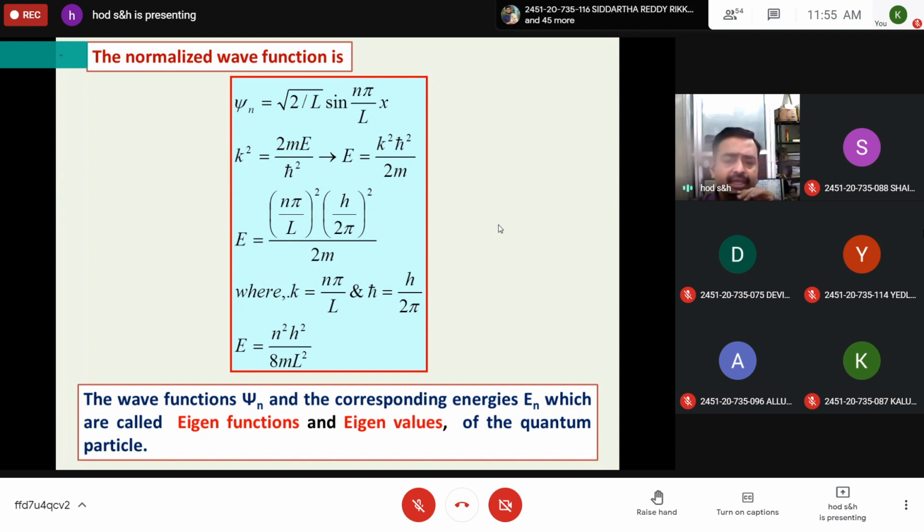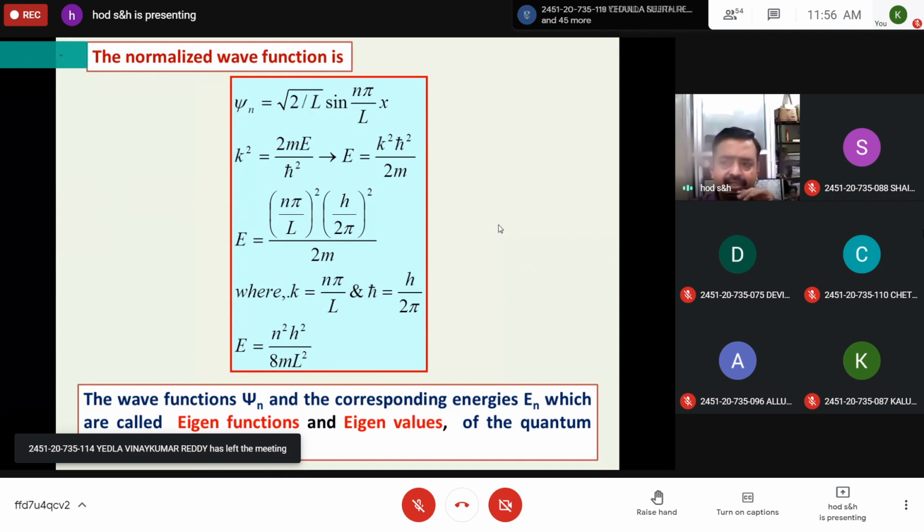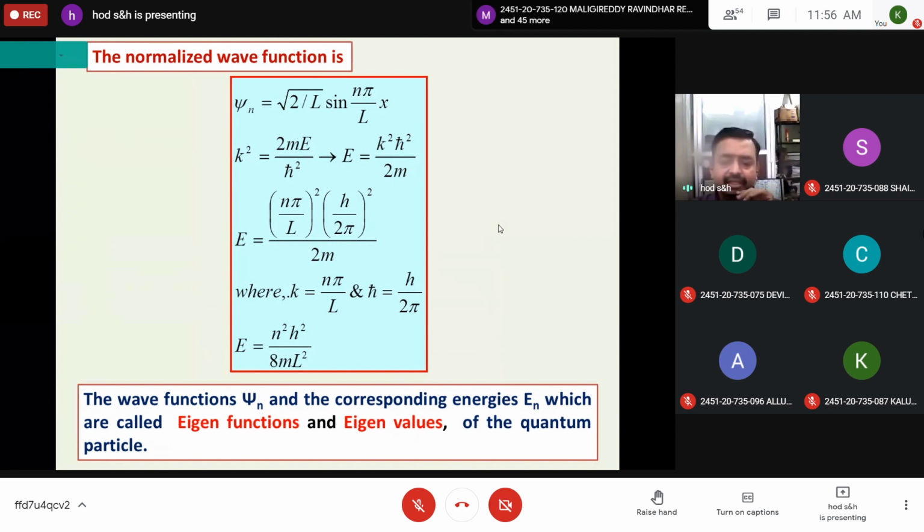Also, we have k² = 2mE/ħ², or E is equal to, you bring ħ² there, it becomes k²ħ²/2m. But k is nπ/L. So it becomes (nπ/L)², and ħ is h/2π whole square, divided by 2m. From this, you can write E = n²h²/8mL². So the wave function ψn is called the eigenfunction, and the corresponding energy En is called the eigenvalue.